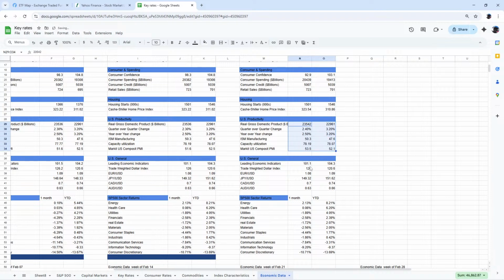Okay, jump over into the US general. GDP, quarter over quarter. Oh, I just did GDP. I'm doing economic indicators and such. Okay. Yep, that didn't change. 2.